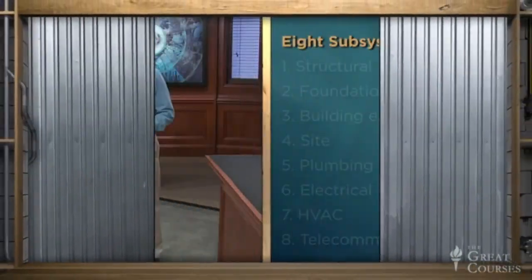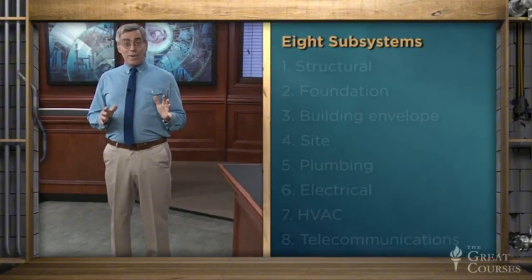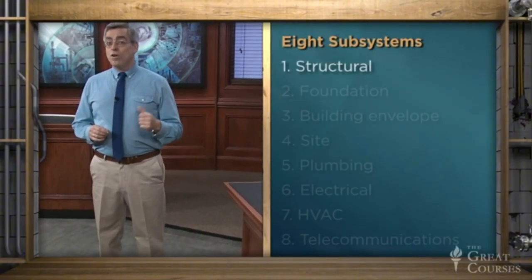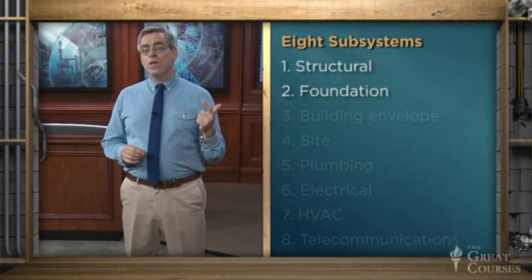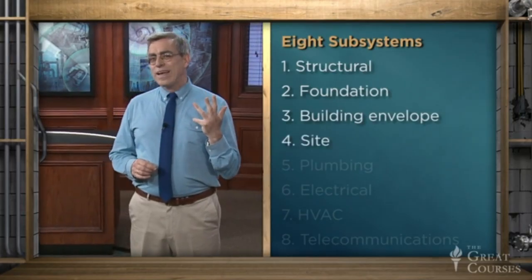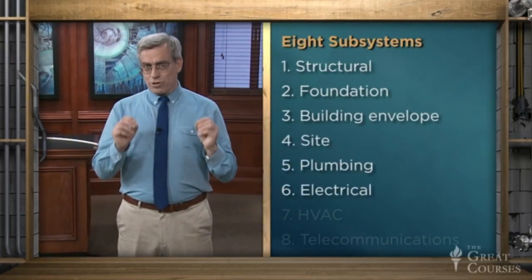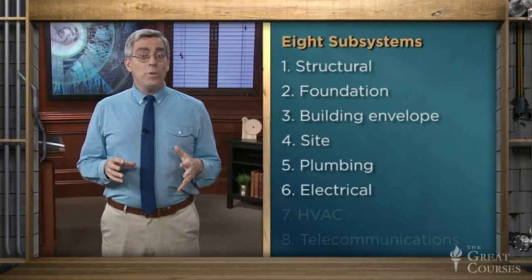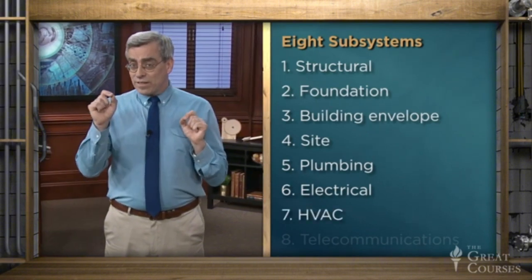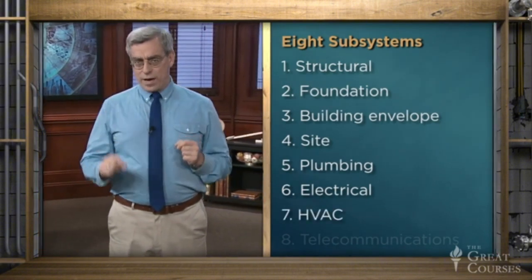Way back in lecture 2 of this course, I introduced the concept of your home as an integrated assemblage of 8 major engineered subsystems. Since then, we've actually examined 6 of those subsystems: structural, foundation, building envelope, site, plumbing, and electrical. In this lecture, we'll be looking at the 7th: heating, ventilating, and air conditioning, or HVAC.